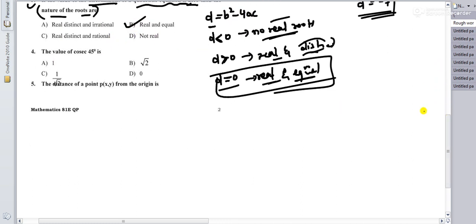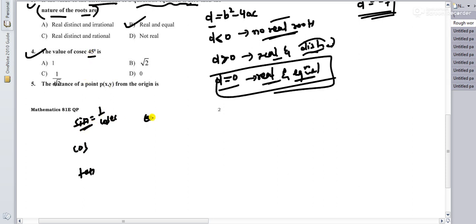Next is question number 4. The value of cosec 45 is dash. So you don't have to remember sec, cosec and cot. Just remember sine, cos and tan. And we know that sine is the reciprocal of cosec. So if you know the sine value, what is sine 45?